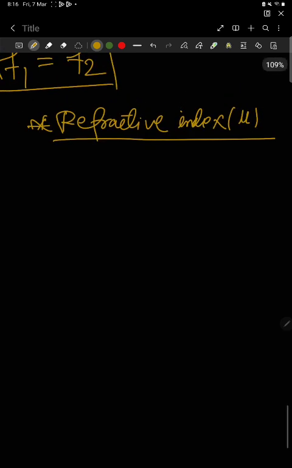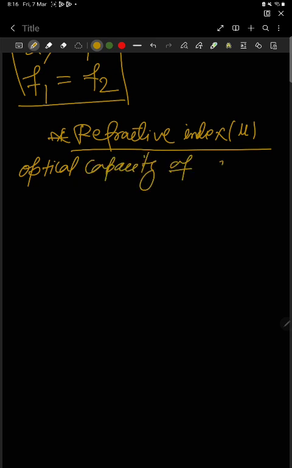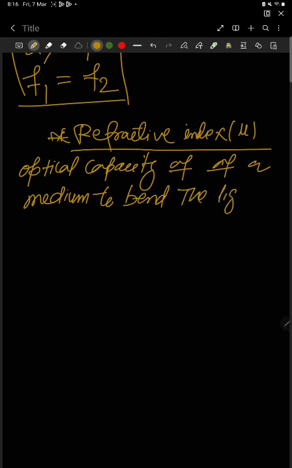Okay, so generally refractive index is the optical capacity of a medium to bend the light ray. Means this one is one optical parameter.